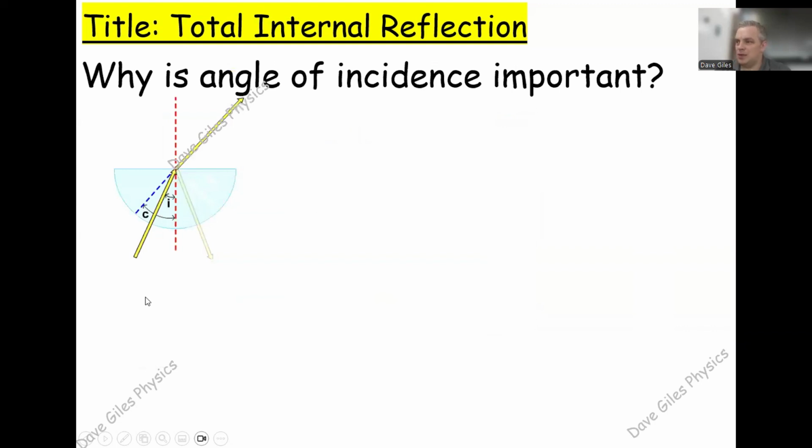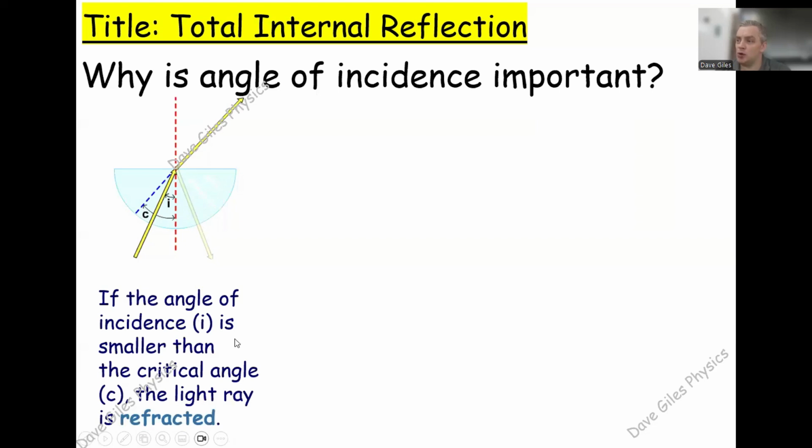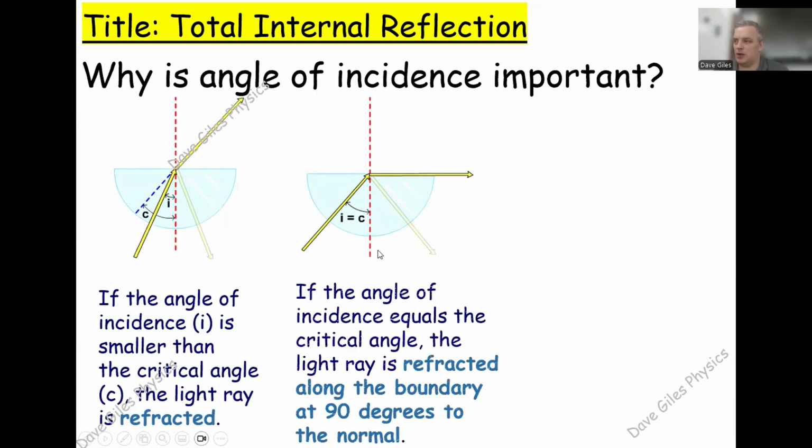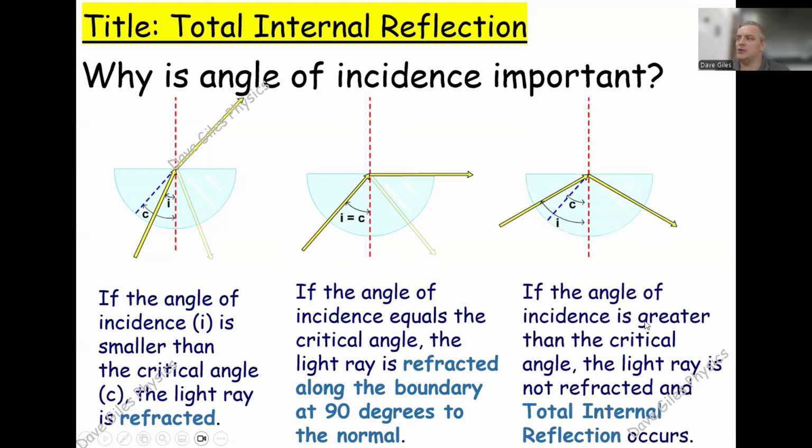So here is what I've shown you. The angle of incidence is smaller than the critical angle, so the light ray is refracted. And this is the one I was trying to show you earlier, but it's a little bit tricky. Here the angle of incidence equals the critical angle for that block. Now every material will have a different value for its critical angle. If the angle of incidence equals the critical angle, the light ray is refracted along the boundary, 90 degrees to the normal. If the angle of incidence is greater than the critical angle, then the light ray is not refracted and total internal reflection occurs instead.